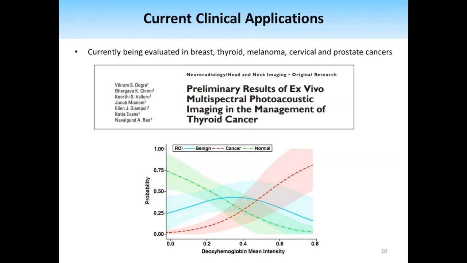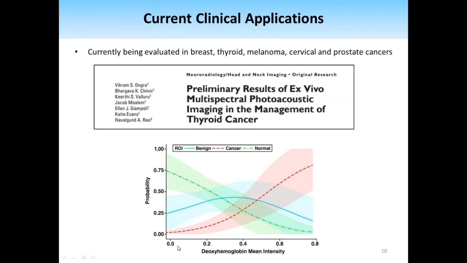And I just want to give a brief overview of some of the current clinical applications. There is a lot of interest in using this not only for detection of cancer, but also for distinguishing between malignant and benign lesions. This is one example where they looked at ex vivo thyroid tissue, scanned it with photoacoustic imaging, and measured the levels of deoxy and oxyhemoglobin, and wanted to see if they could separate out benign, normal, and malignant tissue.